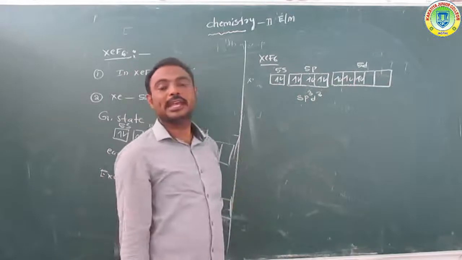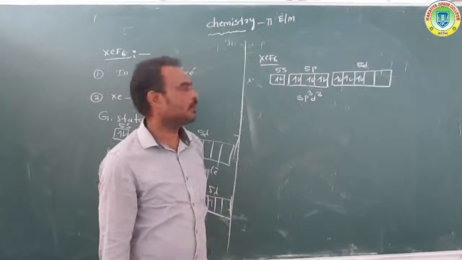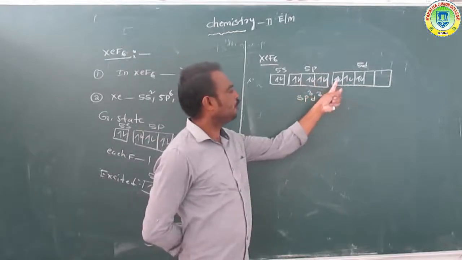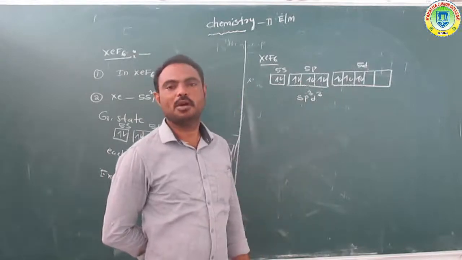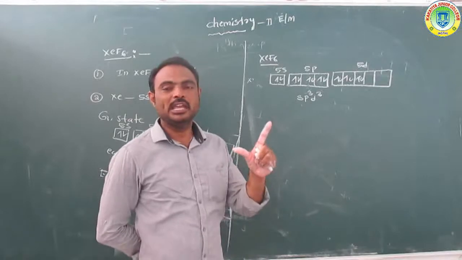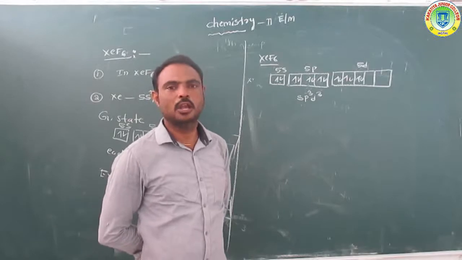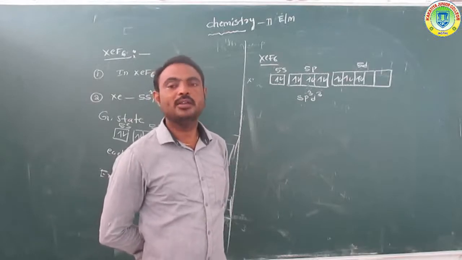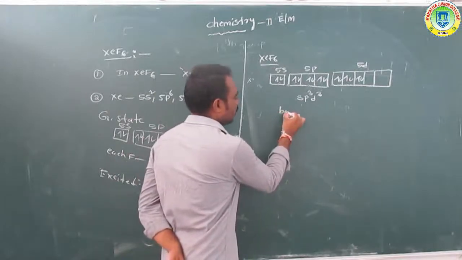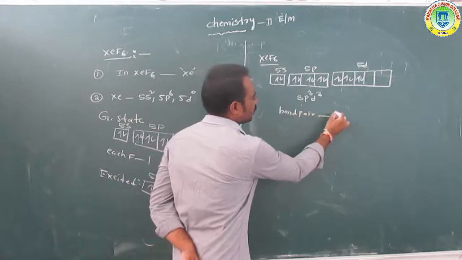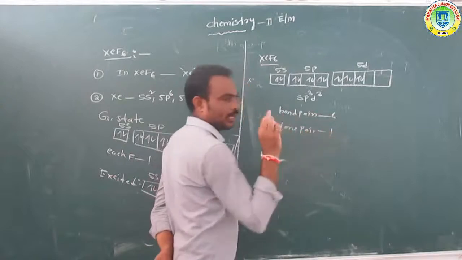How many lone pairs and how many bond pairs? How many pairs are participating in the bond formation? 1 2 3 4 5 6. 6 pairs participate in the bond formation, but only one pair does not participate in the bond formation. That is the lone pair. So here, bond pairs 6 and lone pair 1 only.